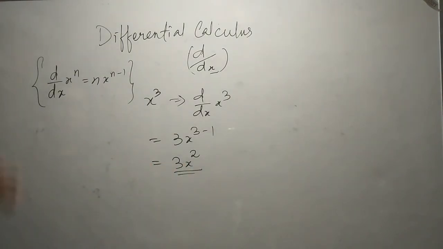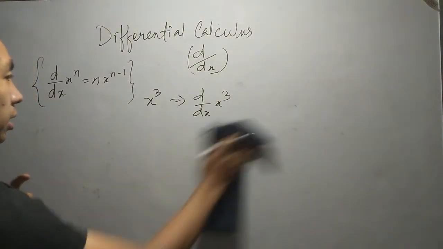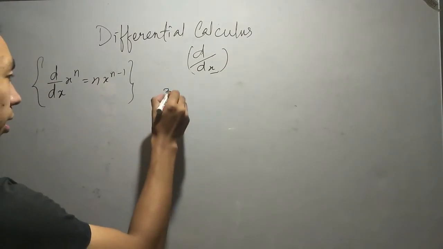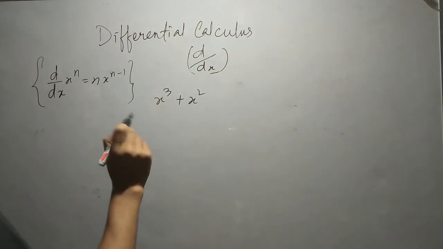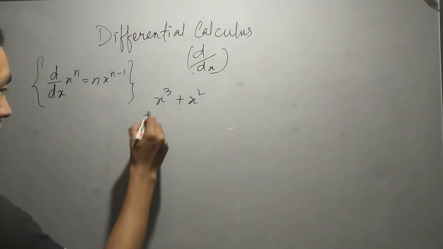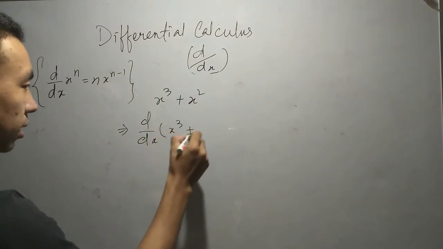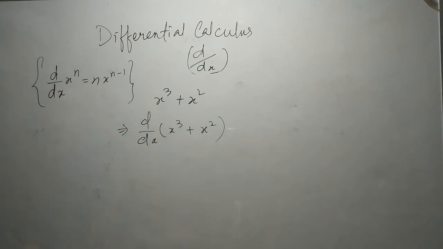So that was all about differential calculus. Now I'll give you one problem, that is x cubed plus x squared. We have to differentiate this one, so it implies d by dx of x cubed plus x squared. This is how we have to write, isn't it?